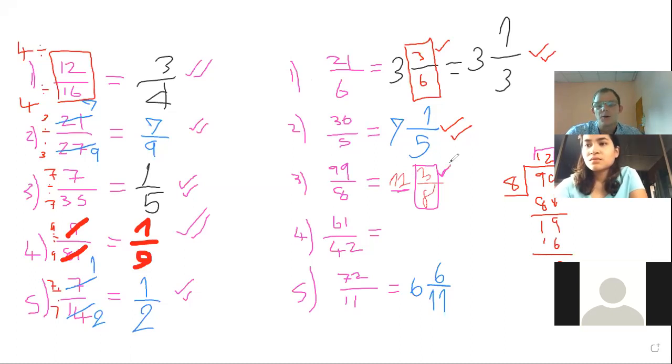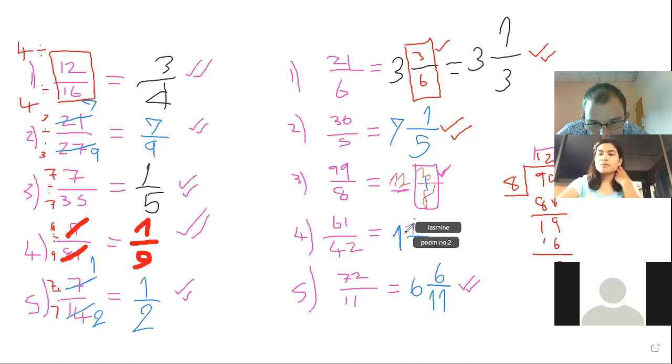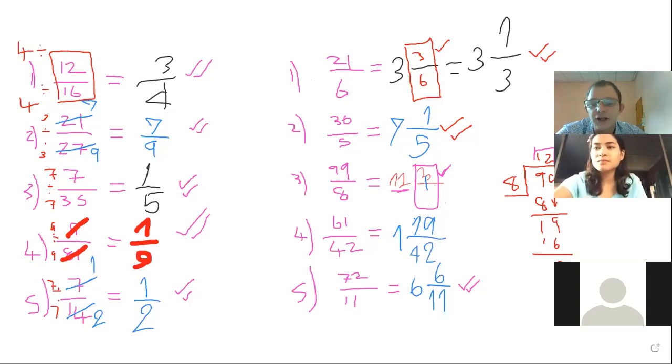Okay. Well done. We have one more to do. Let's see. 11 times 6 equals 66. 66 minus 72 equals 6. So this one is also correct. 1 and 19 over 42. Do you think we can make this one smaller?